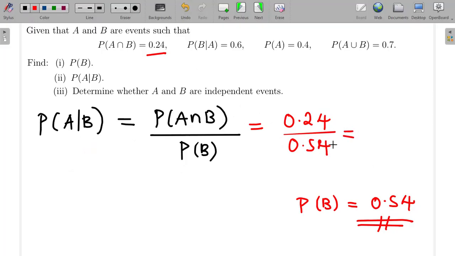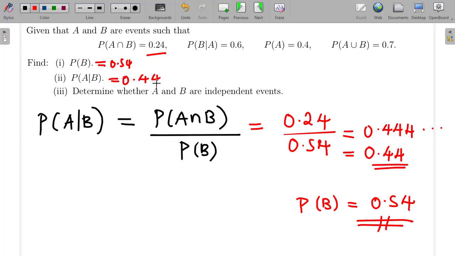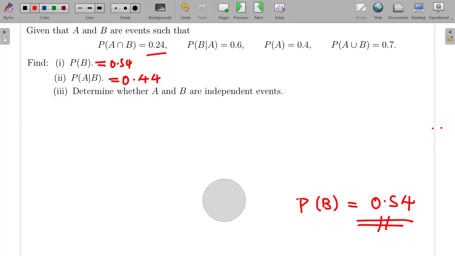0.54. If I punch that on my calculator, what do I get? I get 0.444, the fours continue on and on, but we can represent our final answer to two decimal places, so this is 0.44. So the probability we found here was 0.54, and this probability is 0.44. We are done with the first two parts. Let us find the third one.